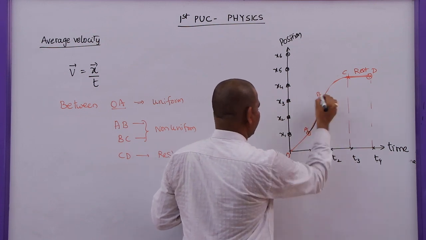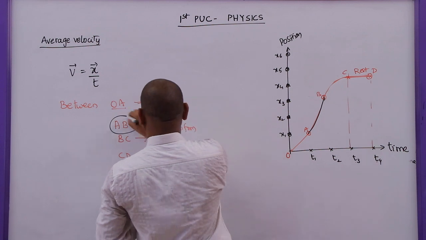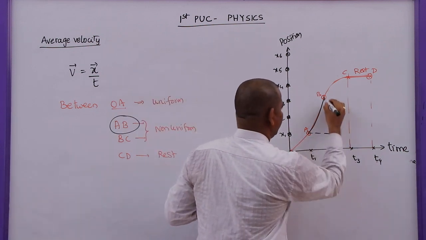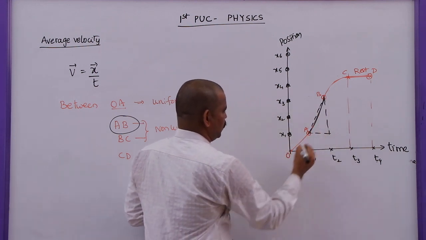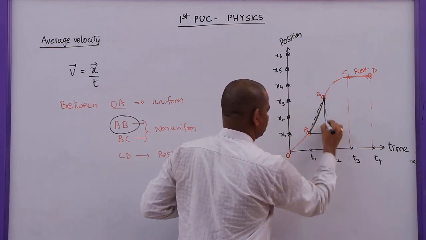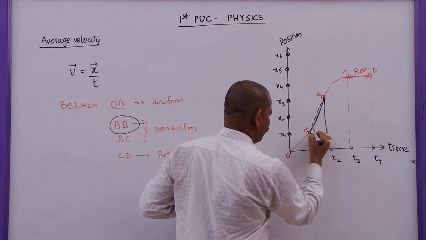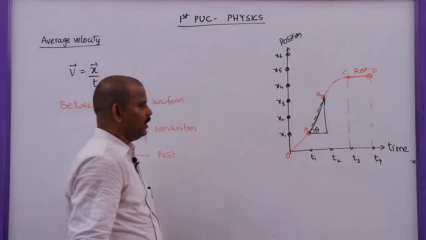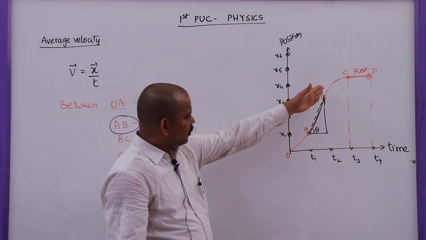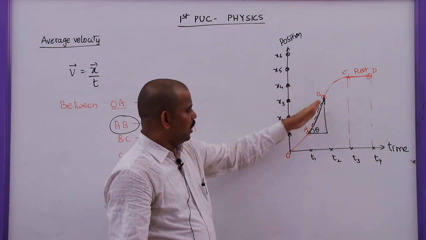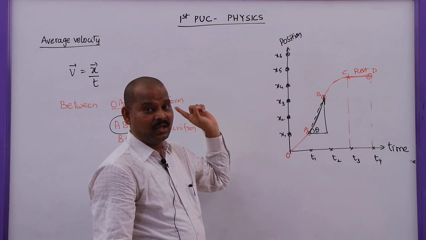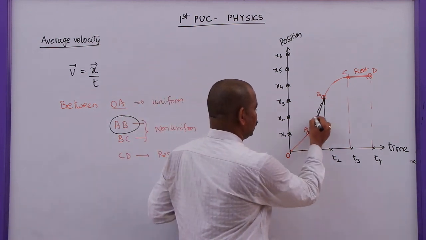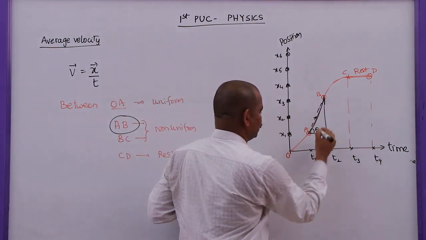So for this, between A and B, I want to find out the velocity between A and B. Let me construct a graph here, and if you construct a right angle triangle here, how to find the velocity? That is the tangent of the angle made by that graph. Here the graph is a curved line, but you draw a straight line by connecting A and B, because I am finding velocity, not the speed. So this is the shortest distance, the change in position.